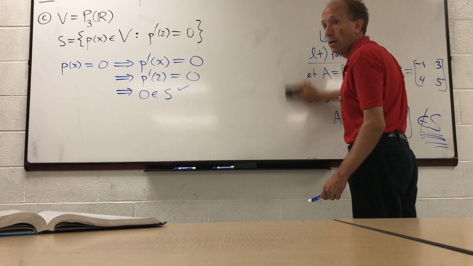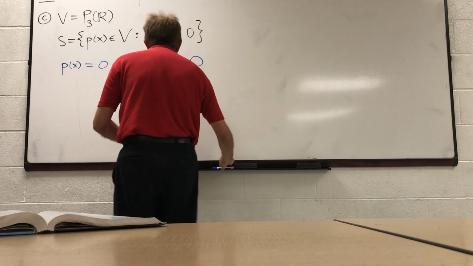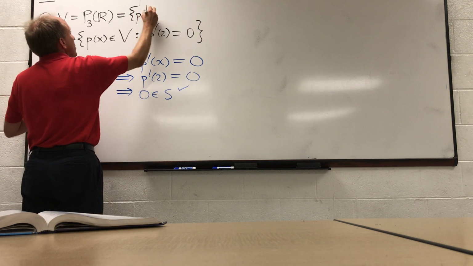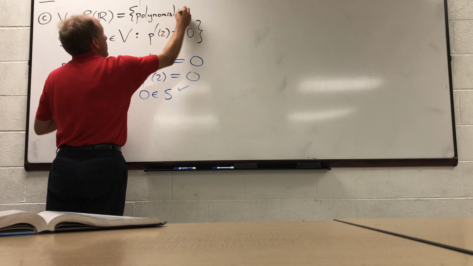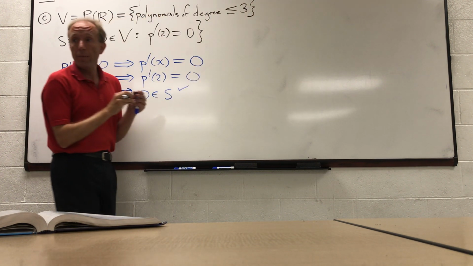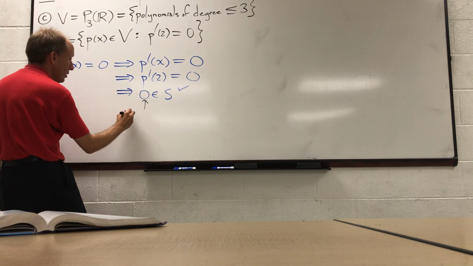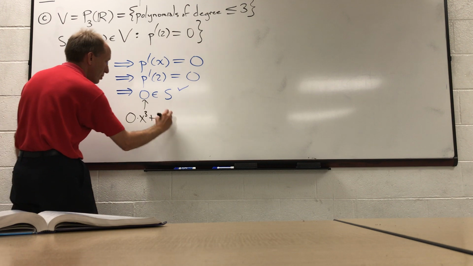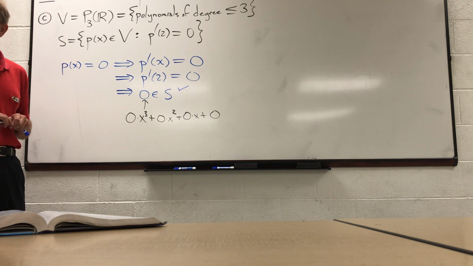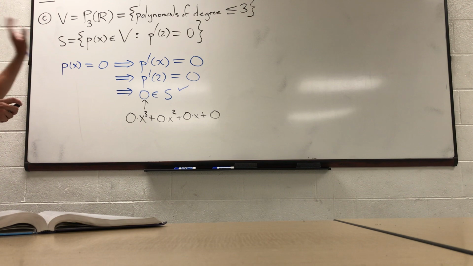I thought it would have to be like a third degree polynomial. Well, the thing is, no. Remember that this is the set of polynomials of degree less than or equal to 3. So for example, when I write 0 here, what I'm really writing is 0 times x cubed plus 0 times x squared plus 0 times x plus 0. That's actually what that is. Does this make sense? Okay, so that polynomial is in the set.